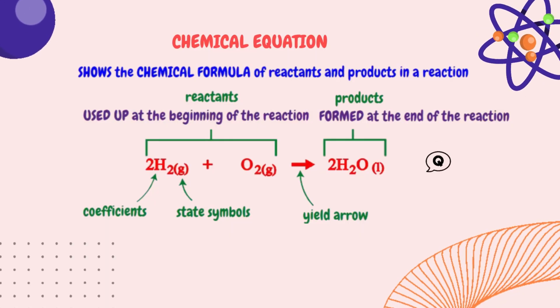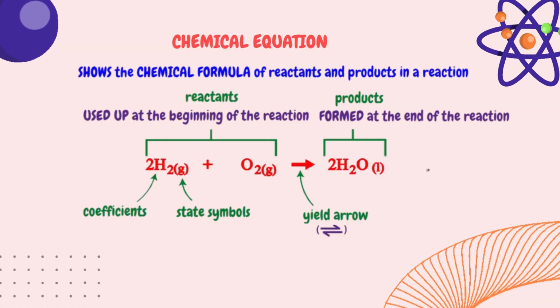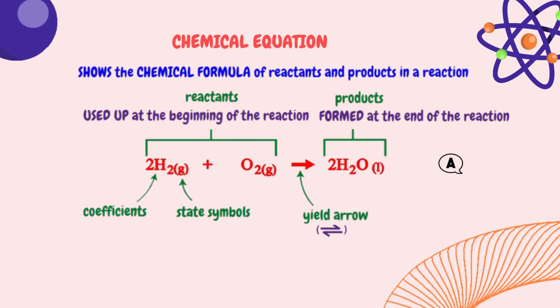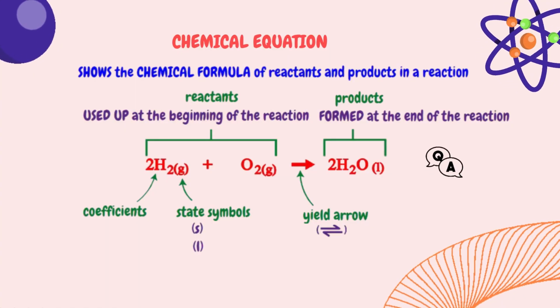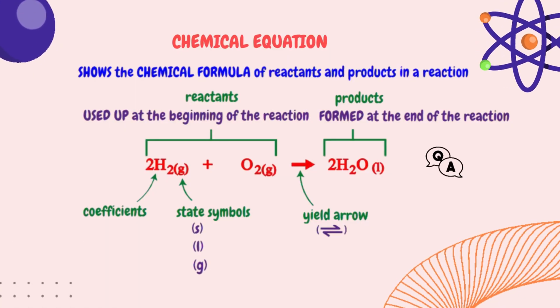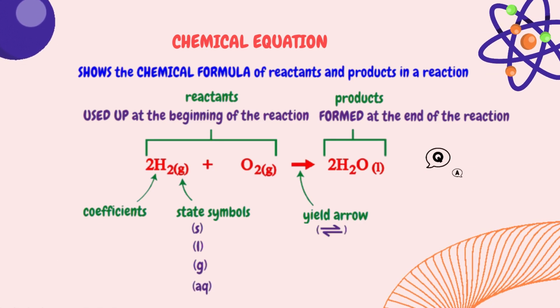Reversible reactions are shown by a double arrow. A reversible reaction is a reaction that goes forward and backward. State symbols are written as S for solid substances, L for liquid substances, and G for gas substances. Substances dissolved in water form an aqueous solution and are shown by a Q symbol.